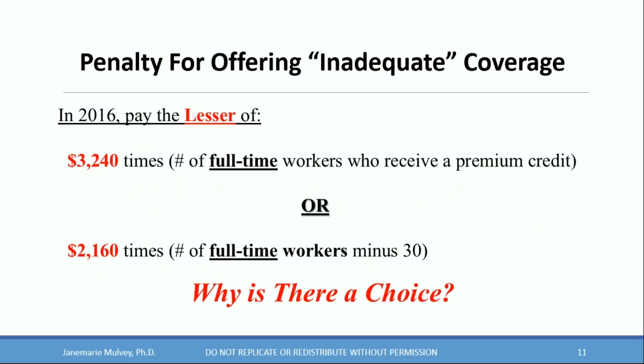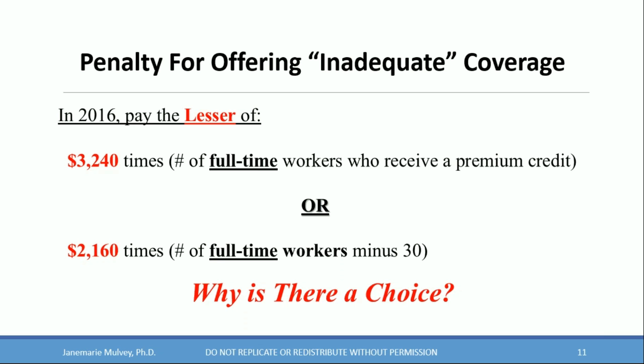So the second penalty is if you do offer insurance and it's not affordable or it's inadequate, then the employer will pay the lesser of either $3,240 times the number of full-time workers who receive a premium credit, or the number we just saw, $2,160 times full-time workers minus 30.